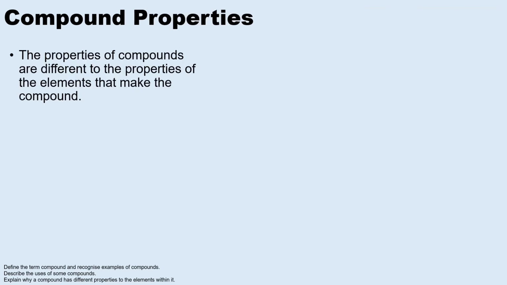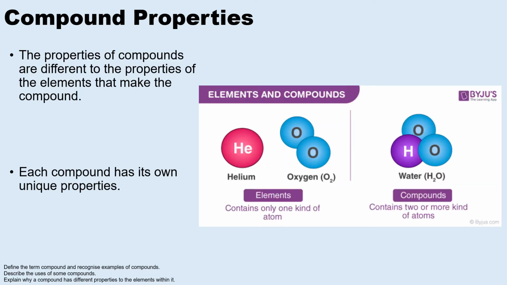So compound properties. The properties of compounds are different to the properties of elements that make the compound, and each compound has its own unique properties. So, for example, we have helium and oxygen. They are both separate here, and they are elements, so they contain only one kind of atom. And you've got water, that is a compound because it contains two or more kinds of atom, and water would have a completely different property to oxygen on its own and hydrogen on its own.